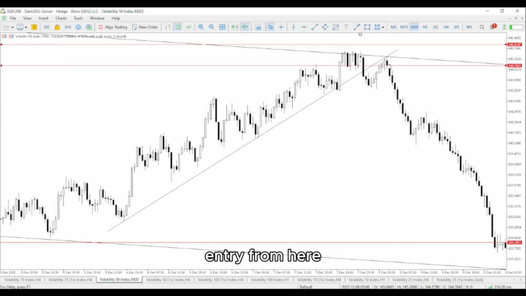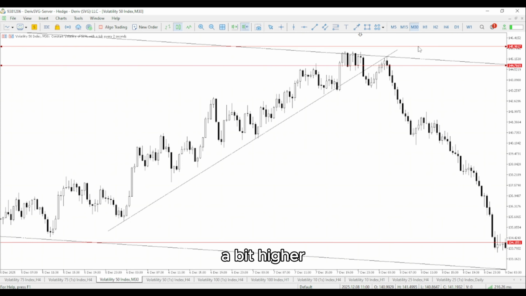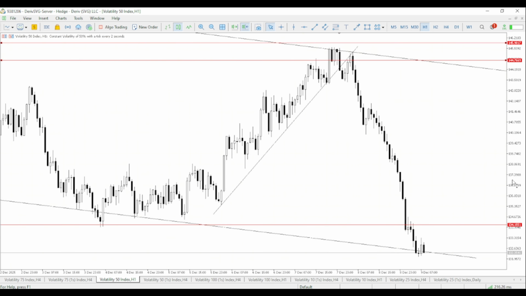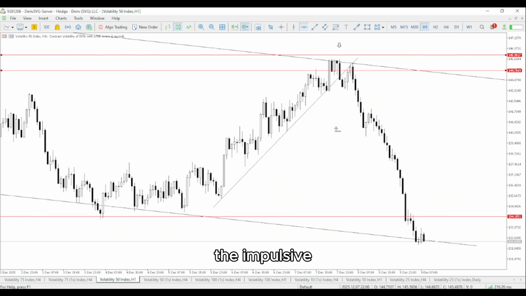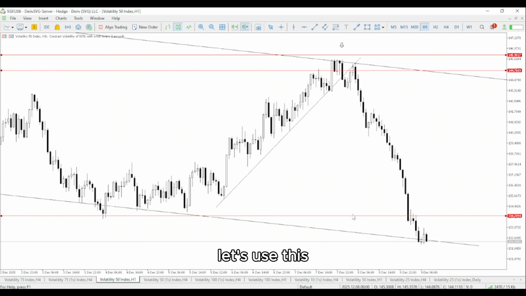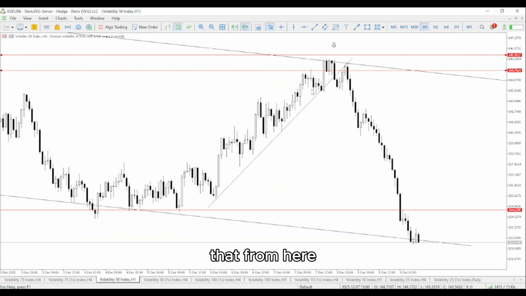So when you get your entry from here, you put your SL above this previous high, a few pips above the previous high, or maybe the previous candle. You can maybe put it here, or take it a bit higher than this previous high. Then your TP will be at the next support level, which is the end of the impulsive move. Now you can see that from where you took your sell to this level, the market was just dropping. This is how we cut sniper entries in the market.